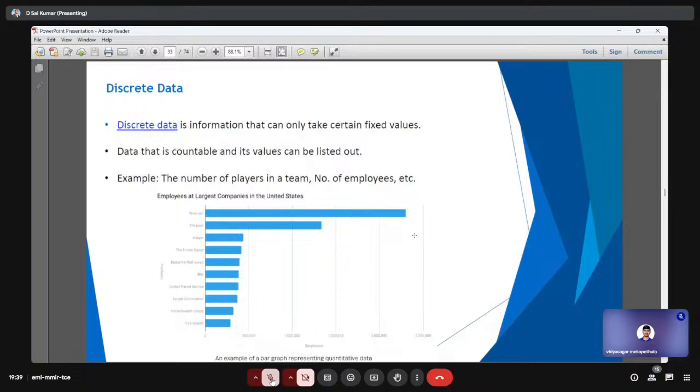Discrete data will have some fixed values. The variable will take only those specific values from a fixed range, like data that is countable and whose values can be listed out. As an example, the number of players in a team, or the number of employees. This example shows the largest number of employees at the largest companies in the United States, with Walmart having the maximum number of employees. Now this is discrete data, which is countable.